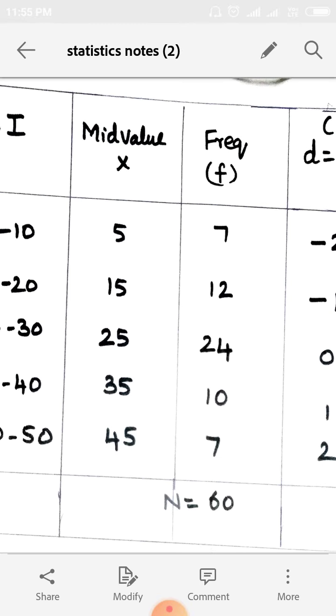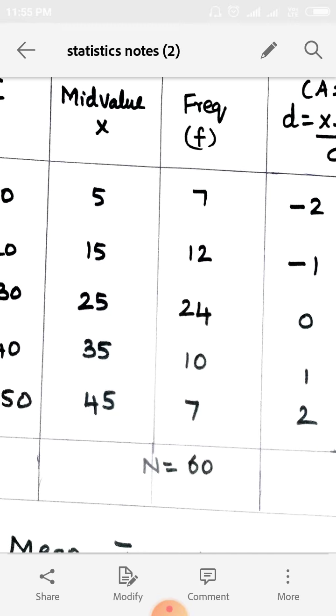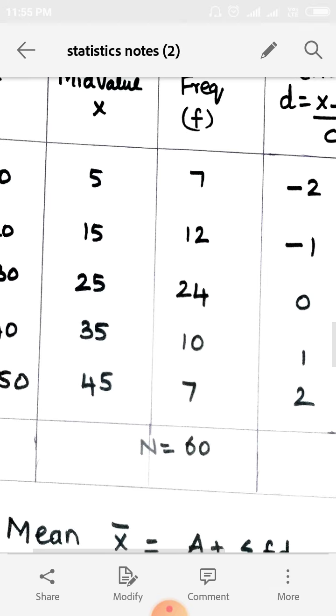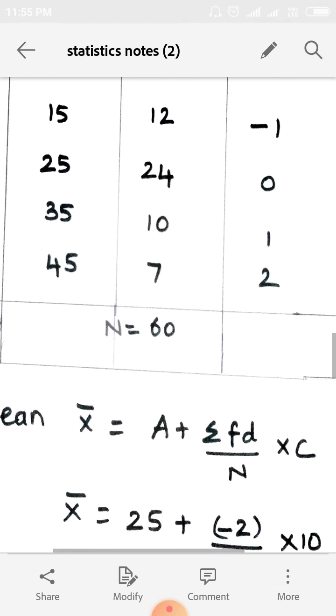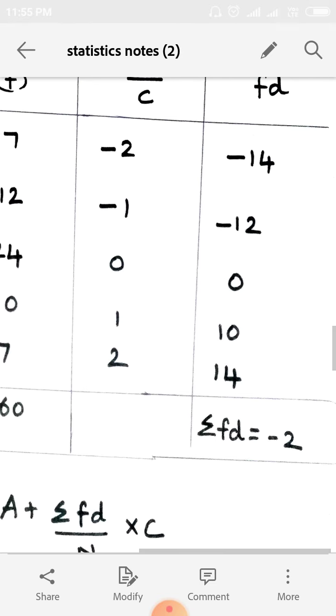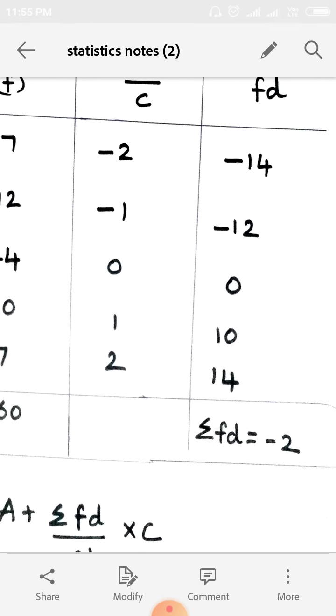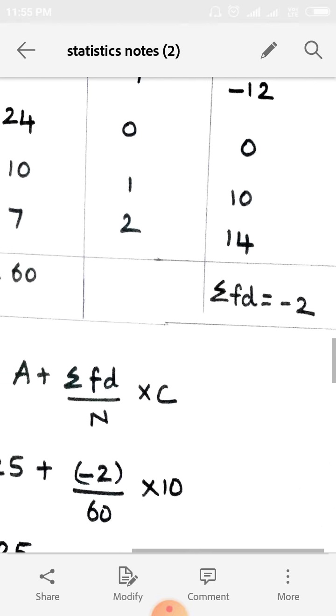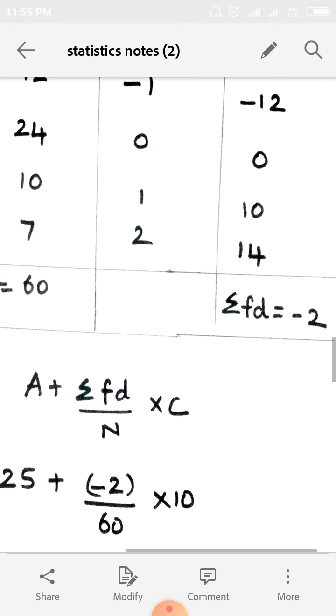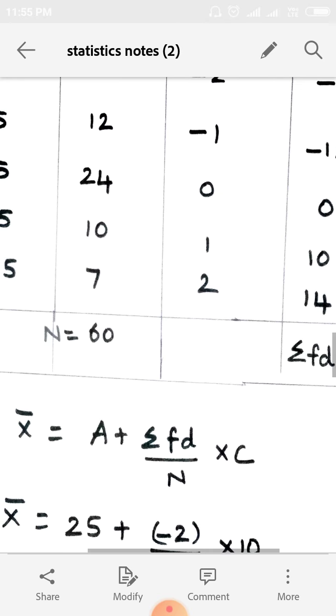Next we have to find capital N. Capital N is equal to adding all the frequencies, that is 7, 12, 24, 10, 7, and we get the value 60. So capital N is equal to 60. And summation FD is adding all the terms: minus 14, minus 12, 0 plus 10 plus 14, and we get the value minus 2. This is summation FD.